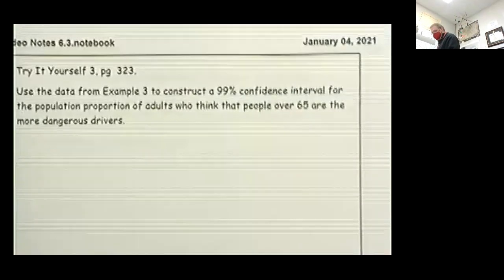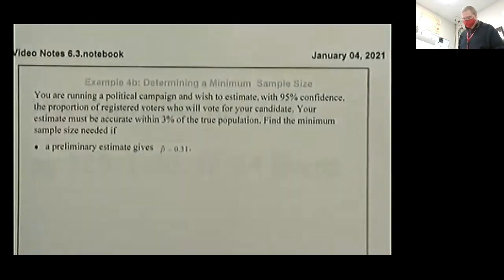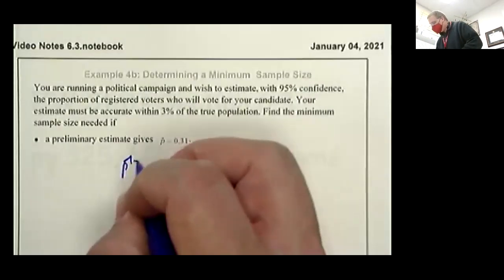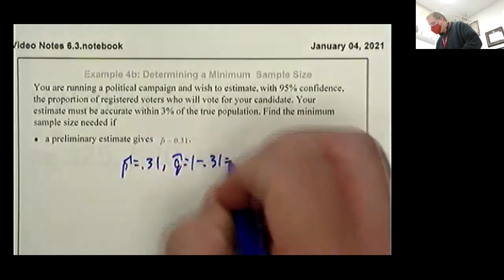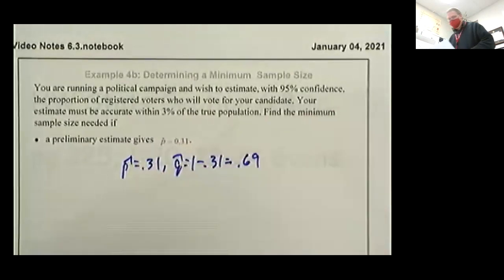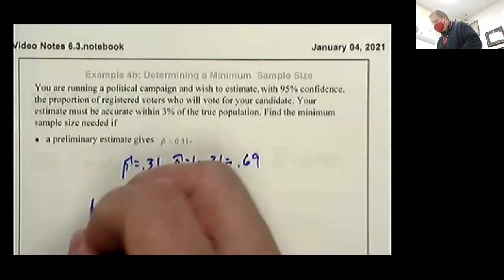What if we're given the same conditions, but we know a preliminary estimate gives a p hat of 0.31? That's going to change our calculations a little bit. If we know p hat is 0.31, then we know q hat has to be 1 minus 0.31, which is 0.69. Therefore, now we can plug that into our formula.